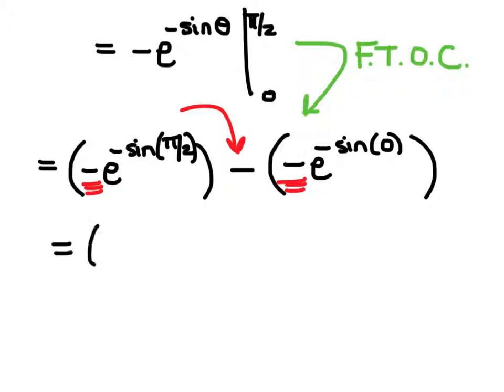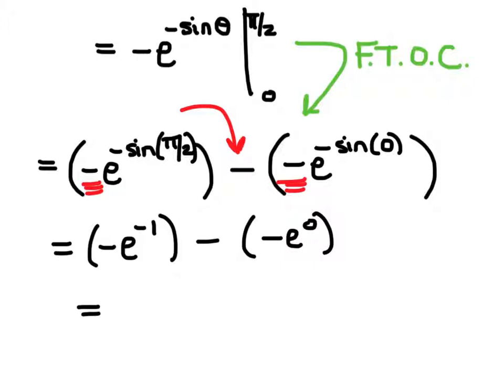So finally we use our trig knowledge, and we see that this is minus e to the minus 1 minus e to the 0. And therefore this first piece is minus 1 over e. And this next piece is minus a negative 1, which gives me plus 1. And that's my final answer.